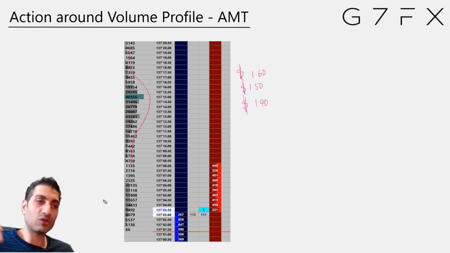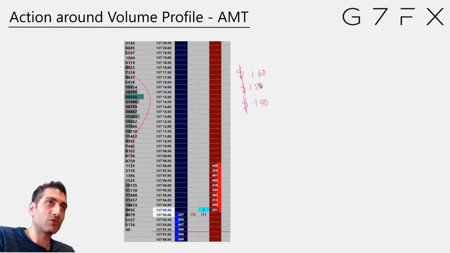This applies to pound dollar, euro dollar, S&P 500. Guys, this is what I am looking at every single day. When I wake up, I'm looking, oh, what's the fair price? Where does the market transact today? Where is the market happy to transact?